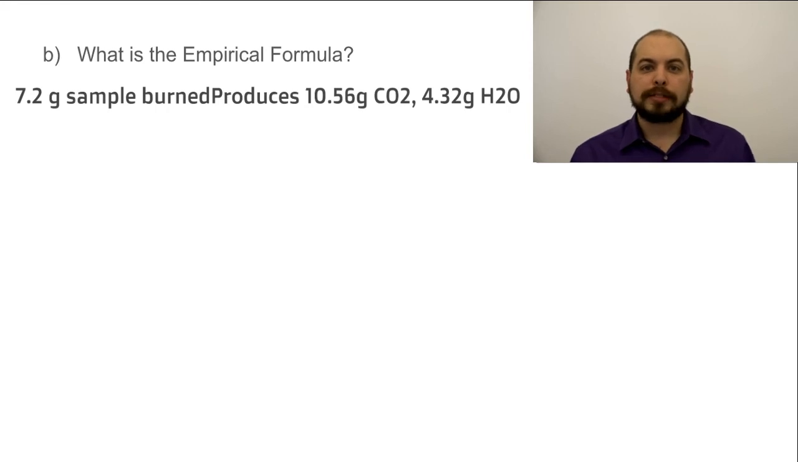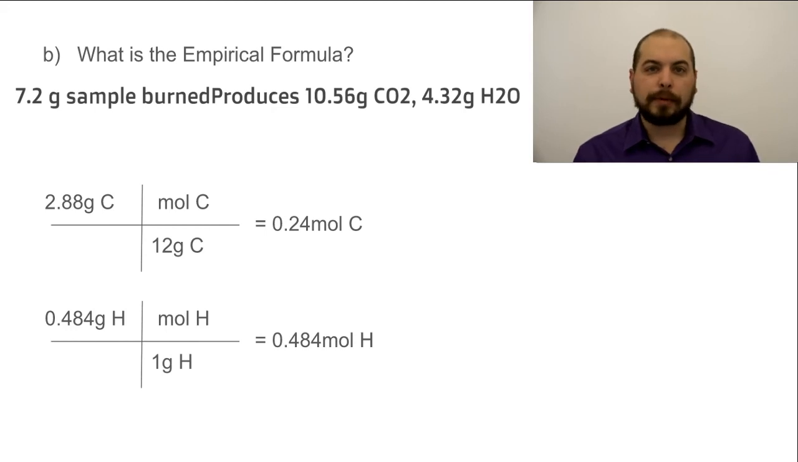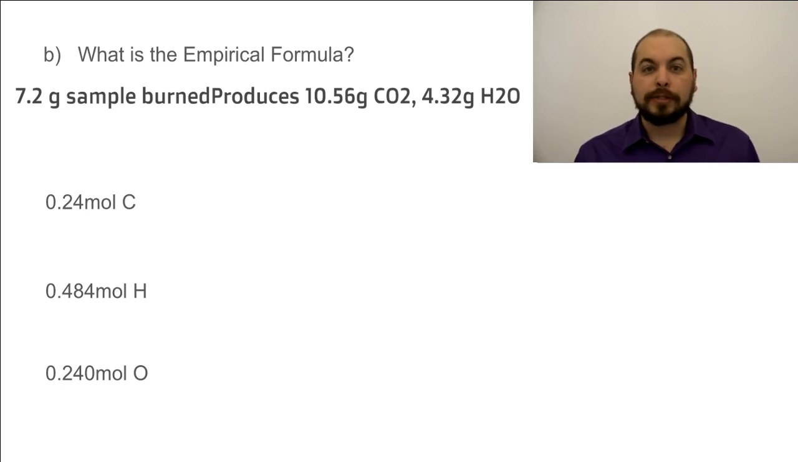The next part of the problem asks us to find the empirical formula. We're going to take the number of grams of carbon that we found, divide it by 12. This means that we have 0.24 moles of carbon. We're then going to take the number of grams of hydrogen, divide by 1, which is the same number. 0.484 grams of hydrogen is 0.484 moles of hydrogen. Then we take the 3.86 grams of oxygen that we just calculated and divide that by 16, and we get 0.240 moles of oxygen.